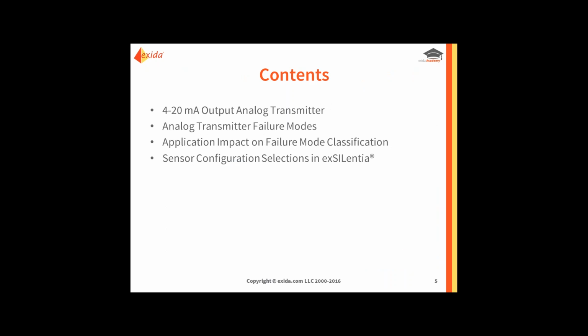Today, we're going to talk about a 4 to 20 milliamp output signal on an analog transmitter. That's basically the main content of this webinar and how that applies to functional safety. We're going to look at the analog transmitter failure modes. We're going to talk about the application of that transmitter and the impact on the failure mode classification. And then we're going to look at how we can very easily do this classification of failure modes in our exSILentia software.